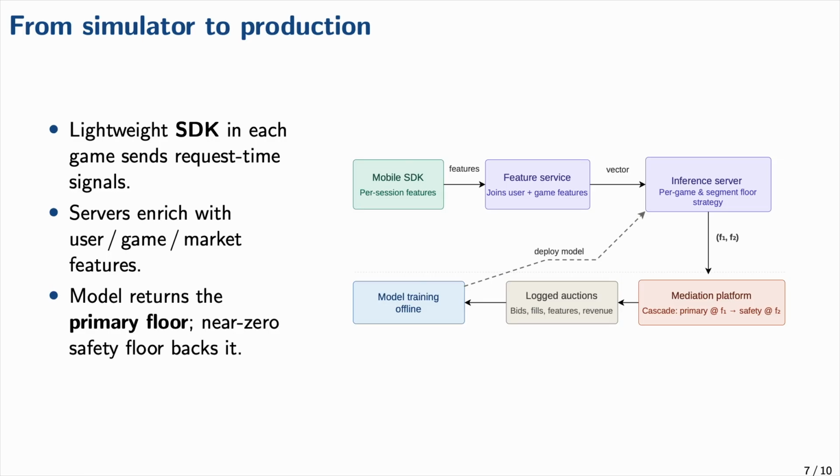The deployed system works like this. A lightweight SDK embedded in each game sends us request time signals: geography, device, ad format, session context. Our servers enrich that with aggregated user, game, and market features. A learned model returns the primary floor, backed by the near-zero safety floor.